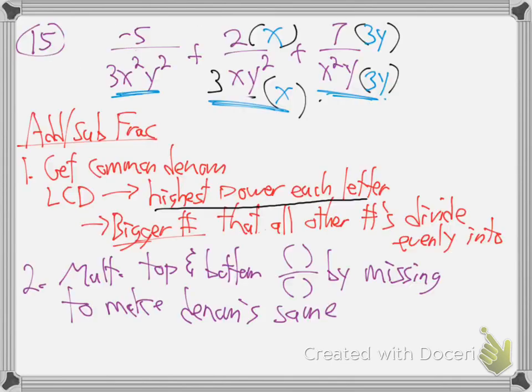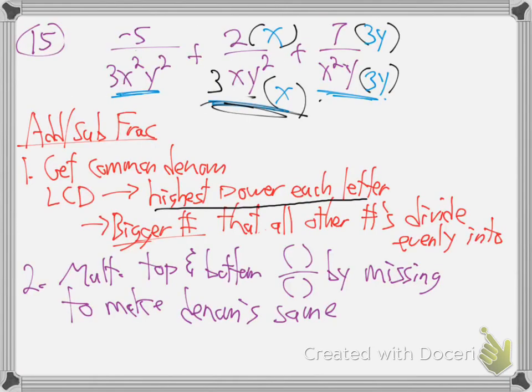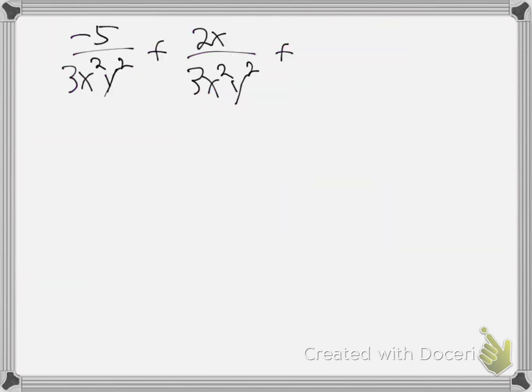So what do we have? We have minus 5. That first one hasn't changed at all. Plus the second one, 2x on the top, over 3x. Again, just multiply out. They're all going to be the same, 3x squared y squared. The third one is going to be what? 7 times 3y up there, 21y over 3x squared y squared.